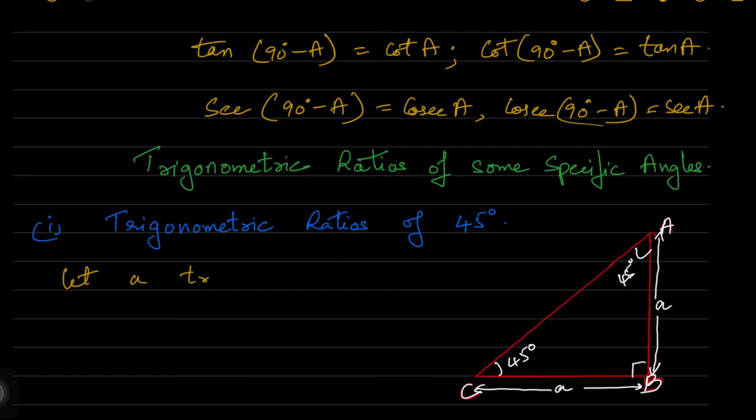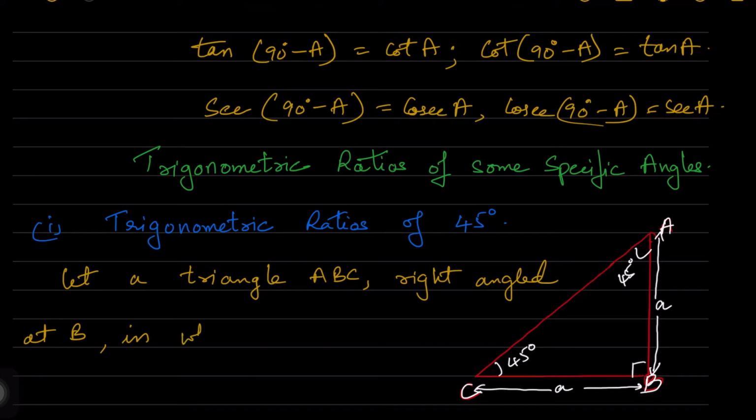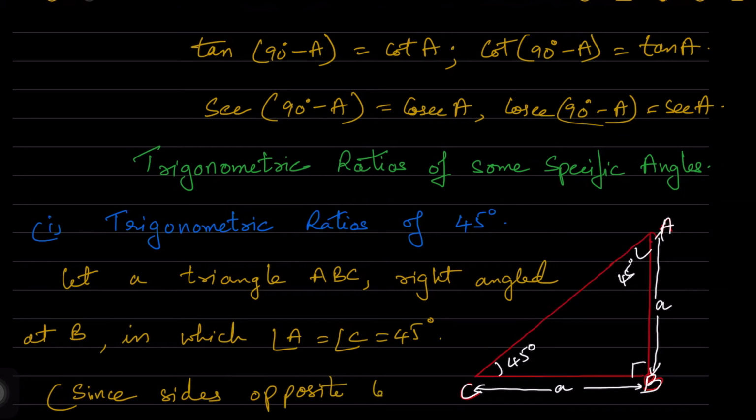So let's start with the triangle. Let a triangle ABC be right angled at B, in which, because you know that in a triangle, if one angle is 45 and one angle is 90, the other angle is also 45. So two angles are equal, therefore two sides are equal. Sides opposite to equal angles are equal.